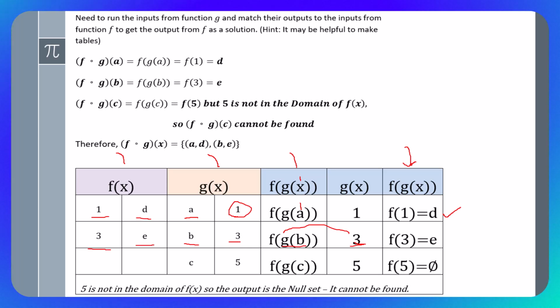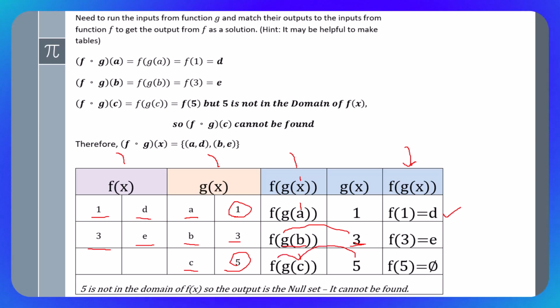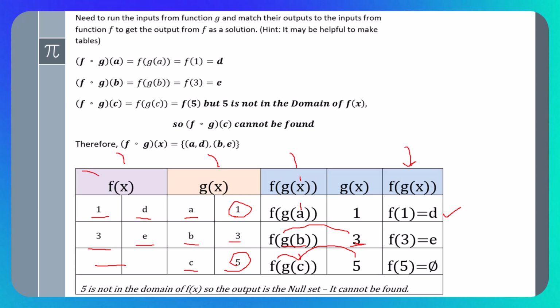Okay, and one thing I want you to notice is that when I do g of c, our output is going to be 5. Okay, but when we put 5 into function f, we don't have a place to put it. 5 is not in the domain of f, so the output is the null set. It cannot be found. So there's no solution there.